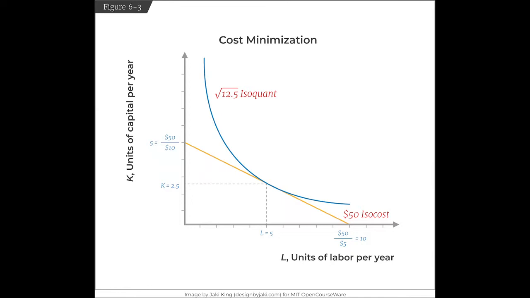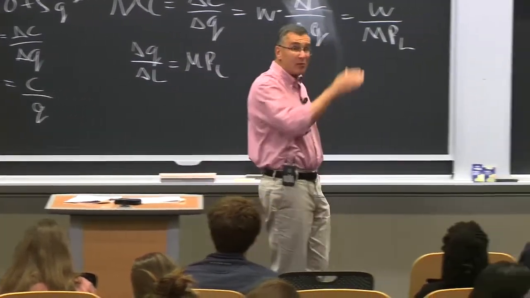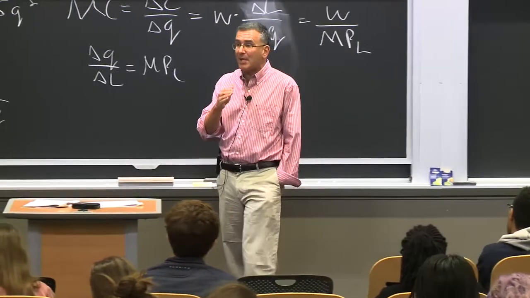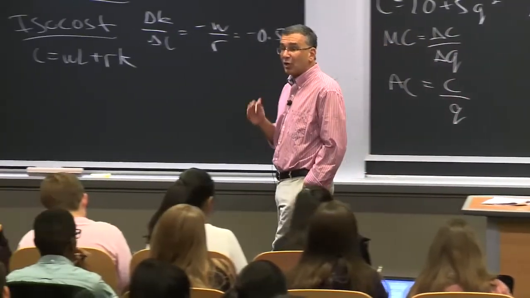So the curve is the isoquant for the square root of 12.5. What do I mean by that? I mean that is the combination of capital and labor that delivers square root of 12.5 units of production. So that curve is all possible combinations of capital and labor that deliver square root of 12.5 units. Just like the indifference curve is all possible combinations of pizza and cookies that leaves you equally happy, this is all possible combinations of capital and labor that leads you to a given production level.